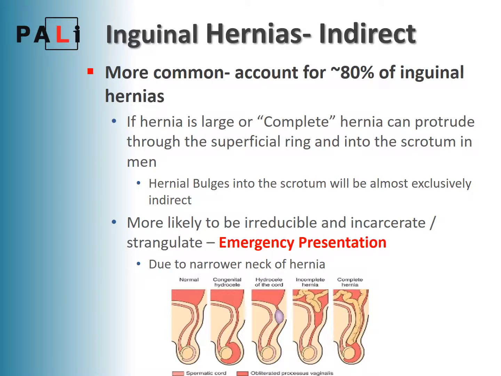If the hernia is large or complete, the hernia can protrude through the deep inguinal ring, all the way through the inguinal canal, and through the superficial inguinal ring, and project into the scrotum in men. Hernial bulges into the scrotum will be almost exclusively indirect. Due to the tighter neck of the hernia, they're more likely to become irreducible and either incarcerate or strangulate and present as an emergency.